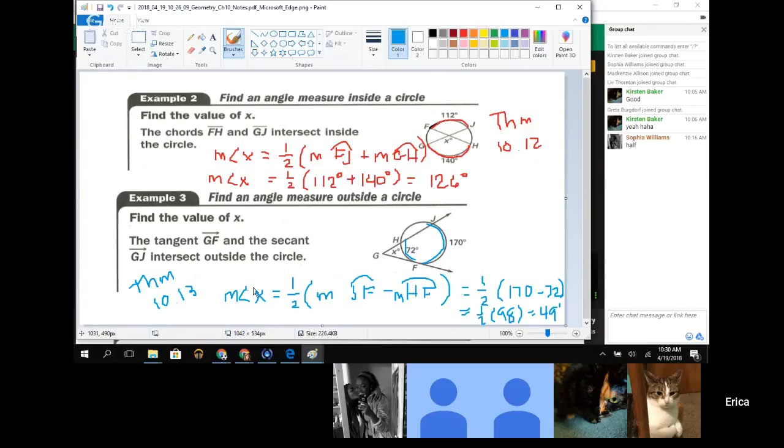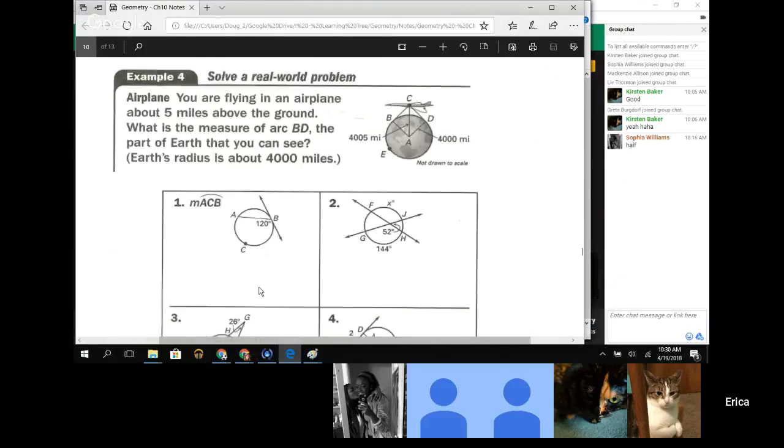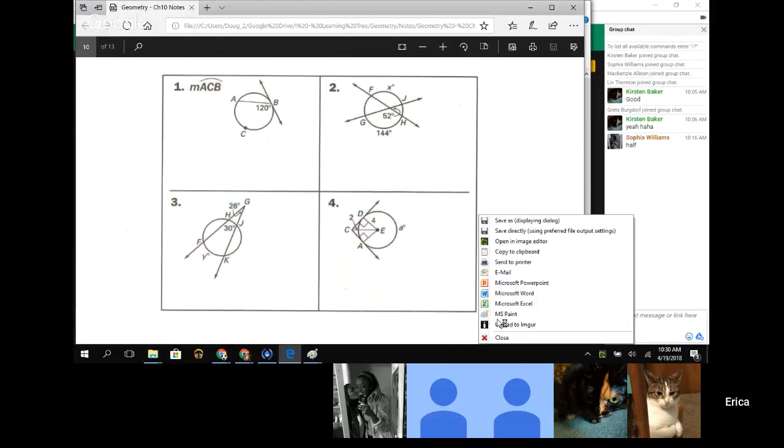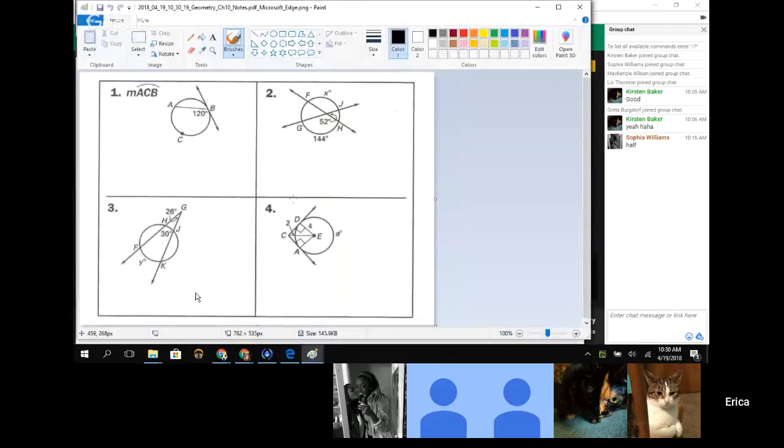Okay, example 4, we don't have any homework problems with that, so we're going to skip over number 4 on your paper. But there are 3 more examples that I want to make sure we do, and then that's it for this section. So we're not actually doing 4.